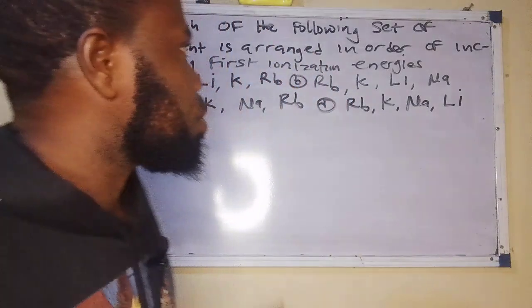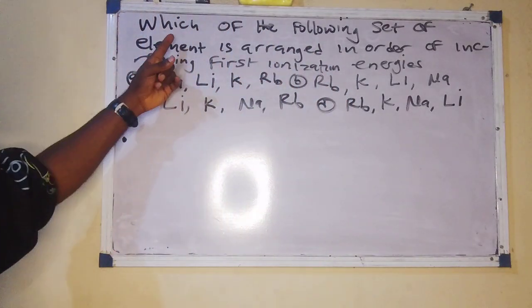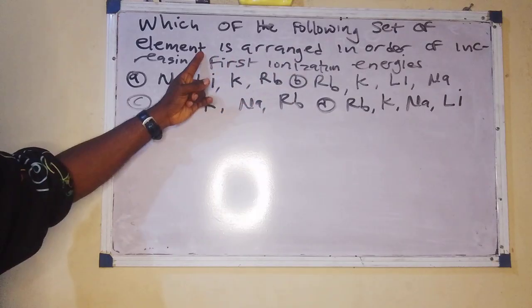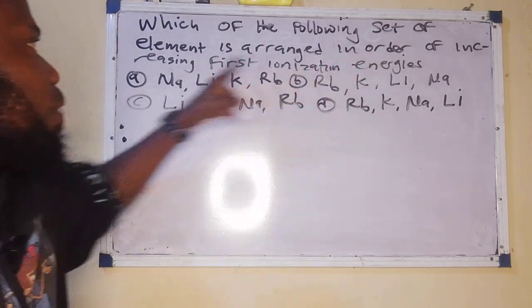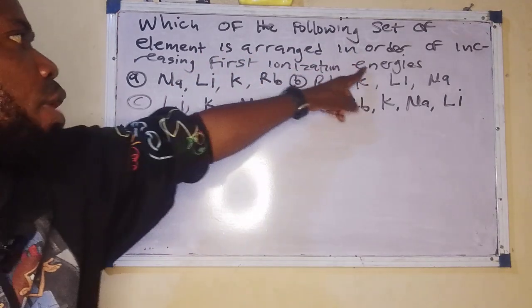Now let's look at the question. We have a question like this. They said, which of the following sets of elements is arranged in the order of increasing first ionization energy?